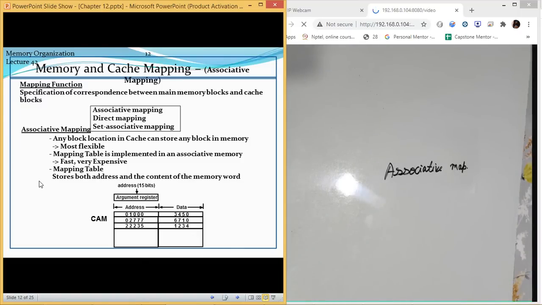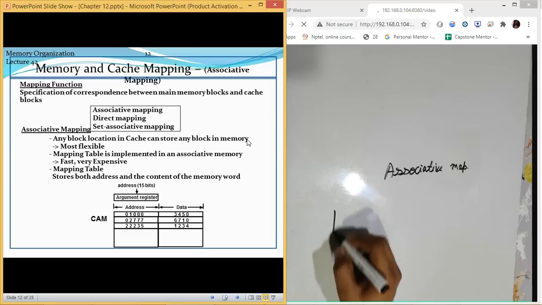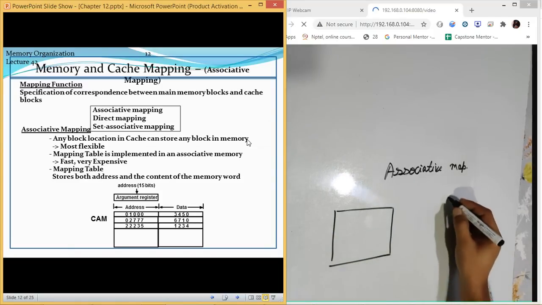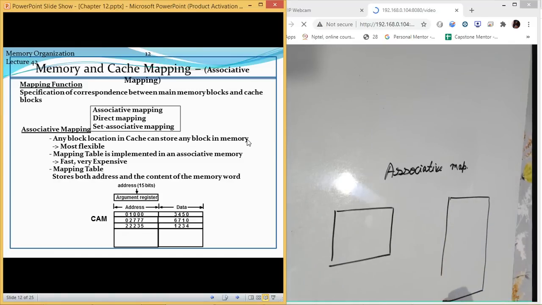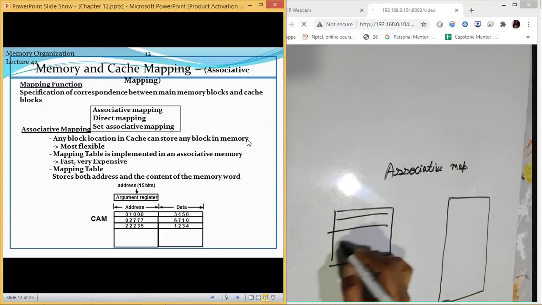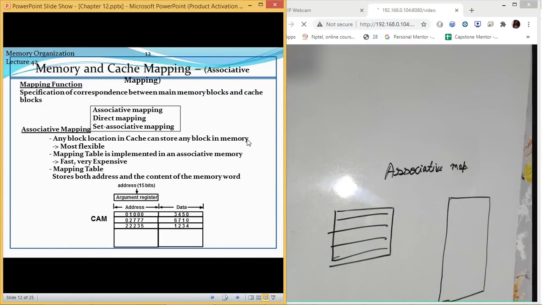Now, in associative mapping, we have already talked about the term content addressable memory, right? So in this associative mapping, what is going to happen? Any block location in cache can be stored in any block in memory. What does it signify? This is cache. We have another one, this is RAM, just a bigger size RAM. Any data from cache can be stored anywhere inside the memory. So we can store it wherever we want.